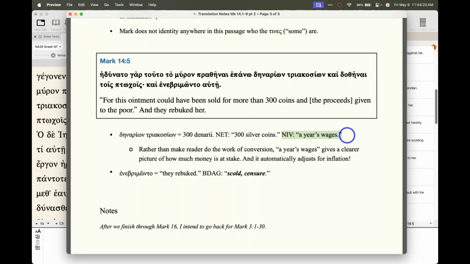What I would not do personally, and you may, but I would not be so context specific as to say, all right, well, I'm translating this in 2025 for my congregation in Boston, and the median annual income in Boston is, I don't know what it is. Let's say $50,000. Not a living wage in Boston, but let's just say $50,000. I would not translate this as, this ointment could have been sold for more than $50,000 and given to the poor, because that to me is a little too context specific.